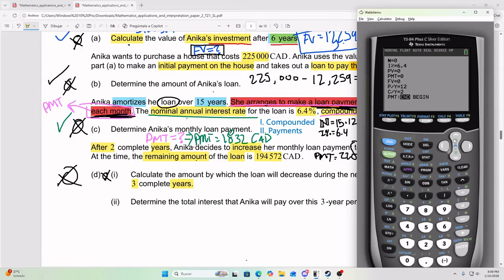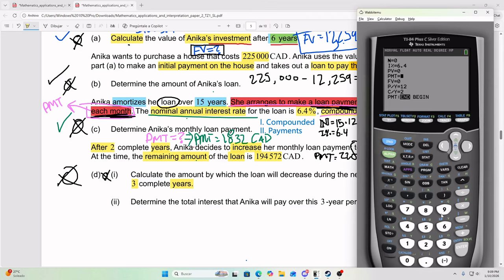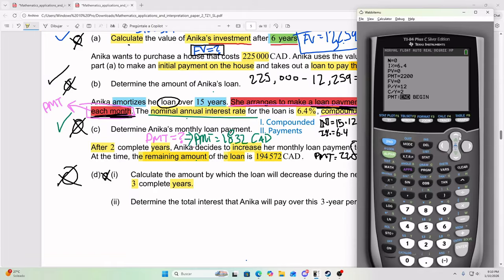So that's the first step we can sort of do intuitively. The second thing we have to establish is that PMT increased to 2,200. So PMT here is going to be 2,200. Then they also tell us that currently the remaining amount of the loan is 194,572. So PV will be this negative 194,572. Notice that here I'm doing a negative PV and a positive PMT, knowing that we're aiming for it to reach 0. So watch out for that.